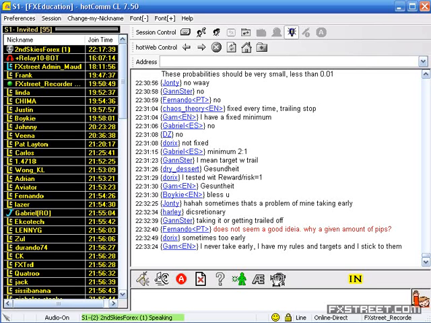Gam says, I never take early. I have my rules and targets and I stick to them. Good. For that, Gam, definitely hats off to you. Takes an immense amount of discipline and training to do that. Fernando says, does not seem like a good idea. Why a given amount of pips?